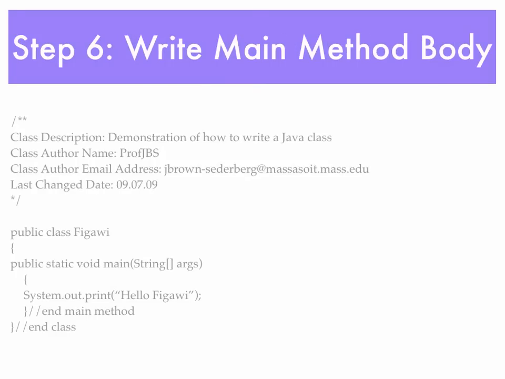Step 6 is to write the body of the main method. The body of our method is a call to the method print of the object System.out, passing to it the argument "Hello for Gaui." The print method will print what is passed to it, what is written within the parentheses. The method will write what is within the parentheses to the screen.